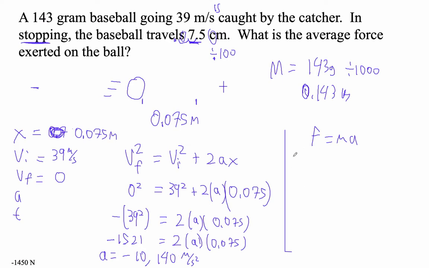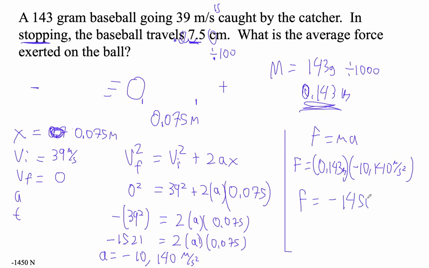Okay, so now we're set. Our force is equal to mass, which is 0.143. That's this guy, right? Times negative 10,140 meters per second squared. I knew there was a reason why baseballs hurt. They're going fast. Wow, look at that. Okay, it slows down considerably faster when it hits you in the head, too. Let me just tell you. Okay, times 0.143. And I get the force is equal to negative 1450.02 newtons. All right.